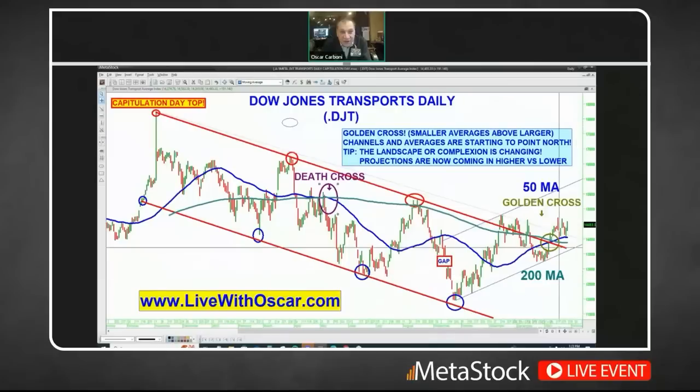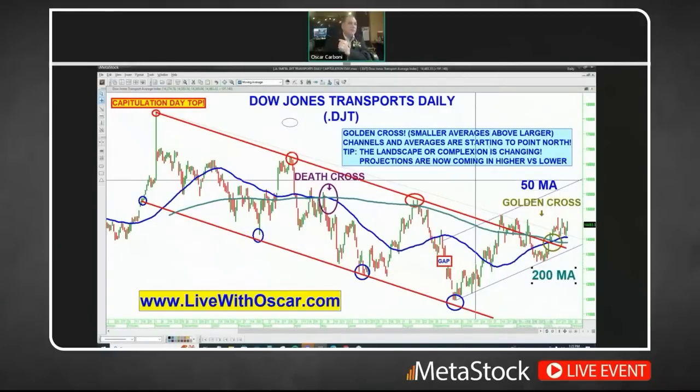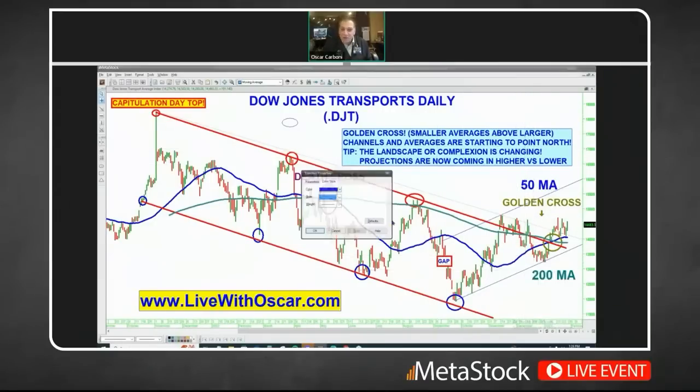Now they see there's a golden cross that has taken place. That's the happy side of the death cross. Now you've got 50 bar moving average, the blue, above the 200, the teal. The street is watching. So what does this chart show us? The golden cross, smaller averages above larger averages, has taken place. Channels and averages are starting to point up now instead of down. And as you can see, red channel pointing down, death cross, averages pointing down. Well, what do we have now? Averages pointing up and channels pointing up.